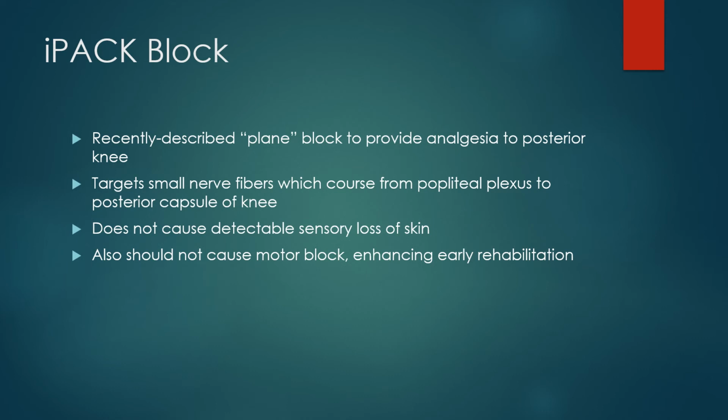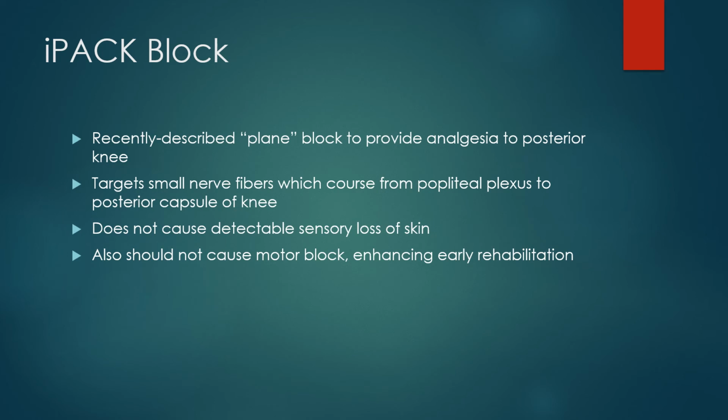It's a plain block that is to provide analgesia to the posterior part of the knee. There is a plexus that develops and is sort of wrapped around the popliteal artery behind the knee, and small fibers come from that to the posterior aspect of the knee. This plexus is made up primarily of nerves that come from the two aspects of the sciatic nerve, the common peroneal and the tibial nerve. There may also be input from the posterior deep branch of the obturator nerve. But again, it targets small fibers which course from this popliteal plexus to the posterior capsule of the knee.